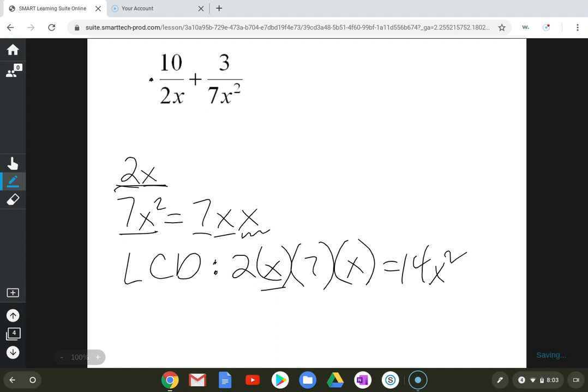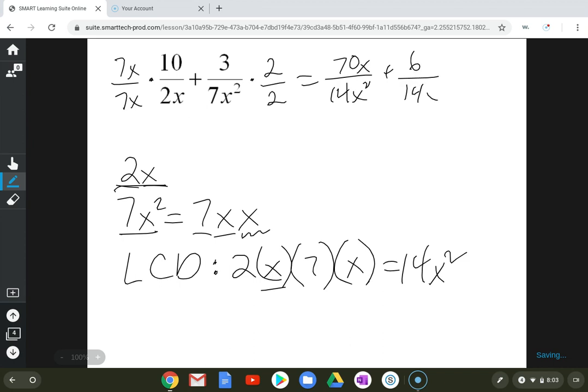So what do I need to multiply 2x by to get 14x squared? 7x. What do I need to multiply 7x squared by to get 14x squared? Just 2. So I end up with 70x over 14x squared plus 6 over 14x squared. And my final unsimplified answer is 70x plus 6 over 14x squared.